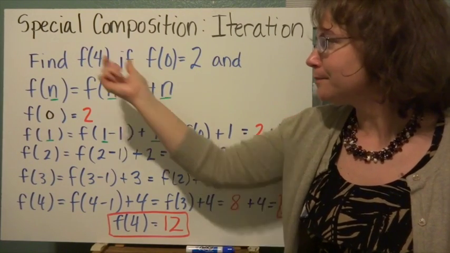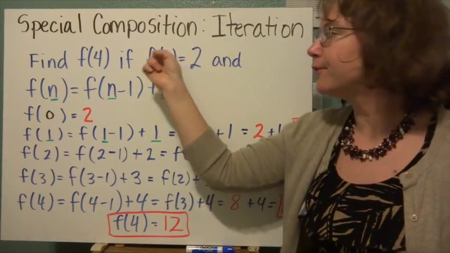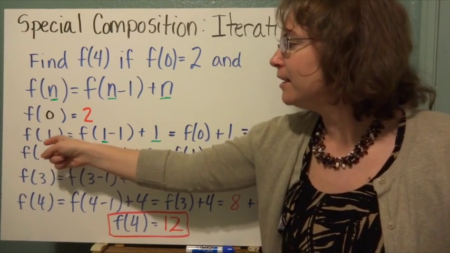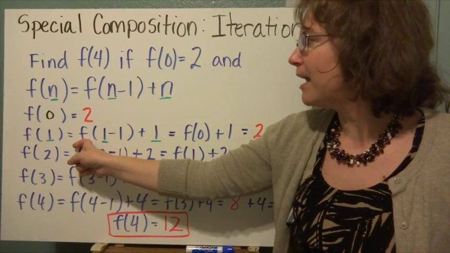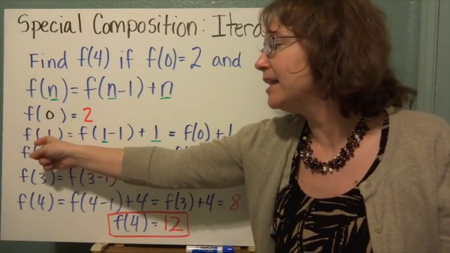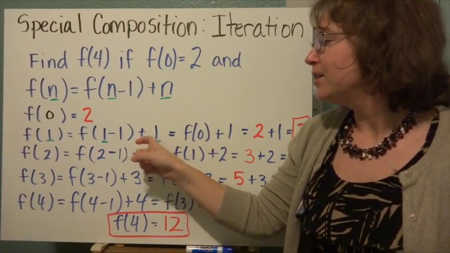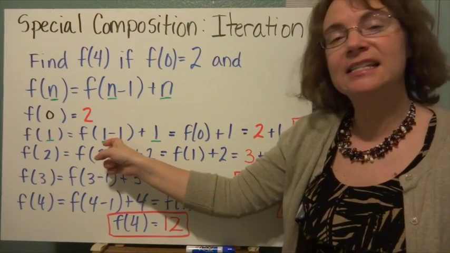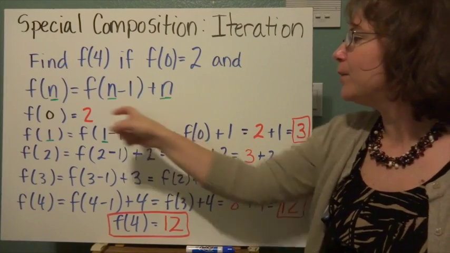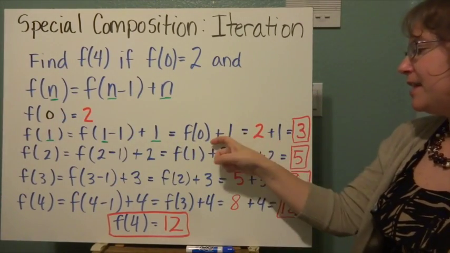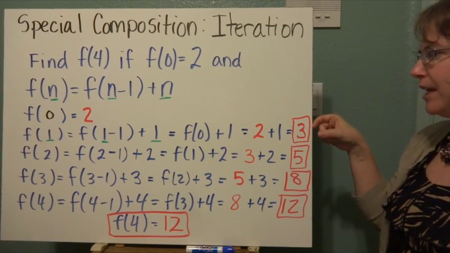So for example, if we wanted to find f of 1, we know f of 0 is 2, that's given right here. F of 1 is f of n minus 1 plus n, where n is 1, so f of 1 minus 1 plus 1. That is the same thing as f of 0 plus 1. F of 0 we know is 2, and then I'm going to add another 1. So that gives me 3. So my f of 1 is 3.